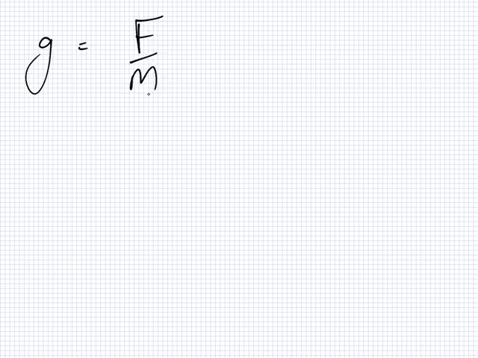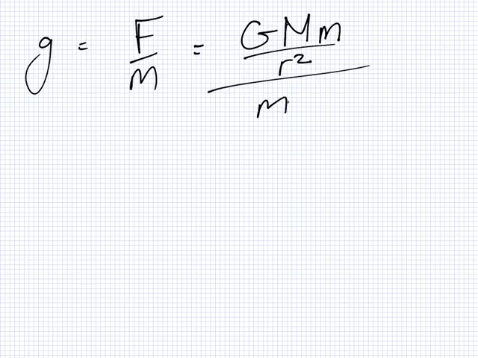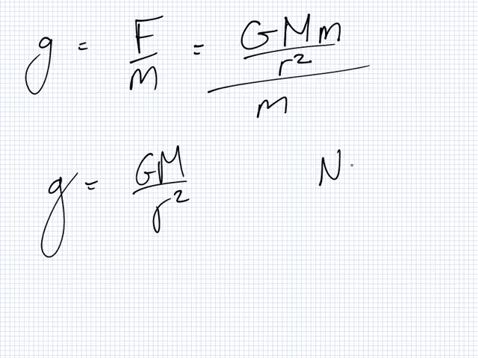Okay. Do we have a formula for force? Yeah. Now, we'll just use a big M for the Earth and the small m for the mass that's in the field, over r squared over m. And what happens here? The m's cancel and you're left with this formula for field strength. Field strength is, remember, newtons per kilogram. Let's calculate how strong the field is for Earth.